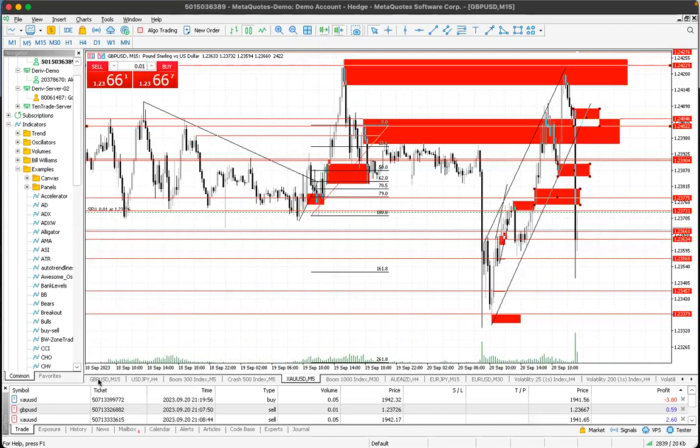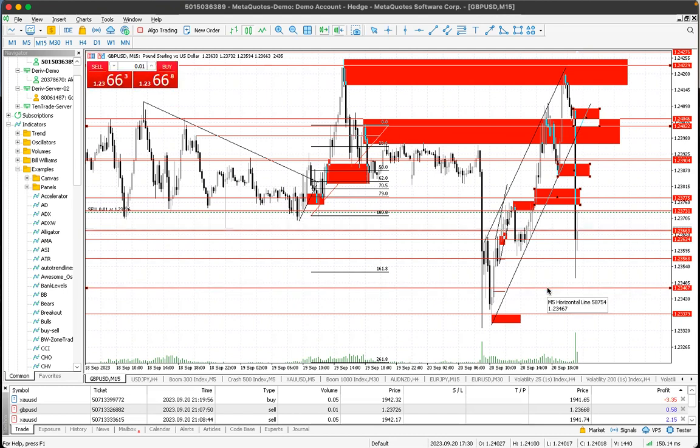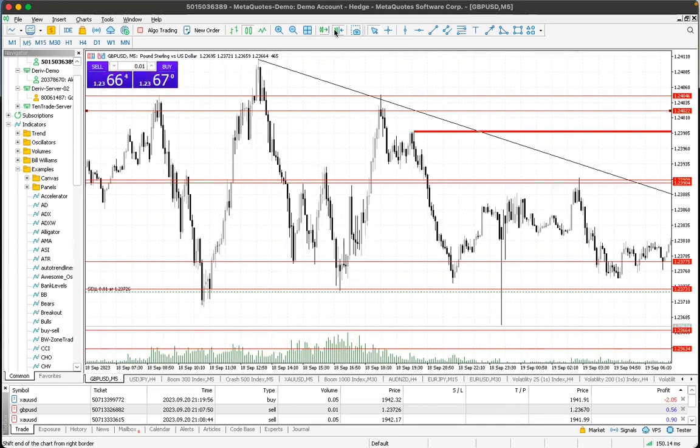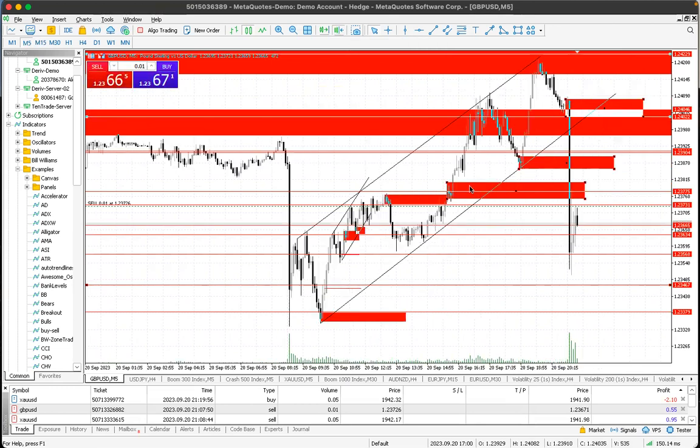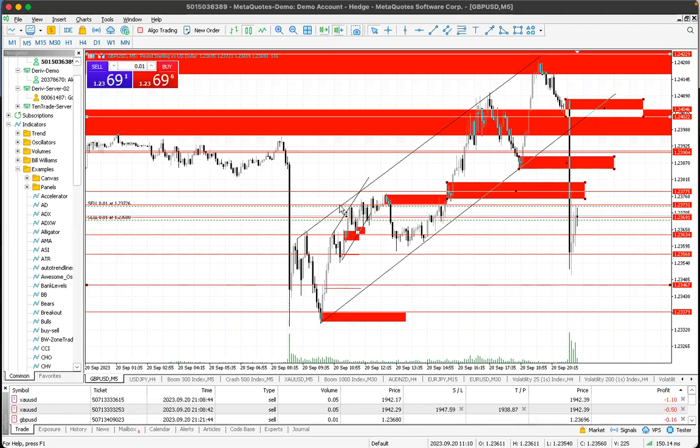I think GBPUSD has reached a point. Did it reach this one? I don't think it did. Is there another one around there? Let's look. Maybe there was another breaker block around there that wants to go and meet. Okay, this was the one we entered for. Okay, this is another breaker block. I'm going to enter another sell.